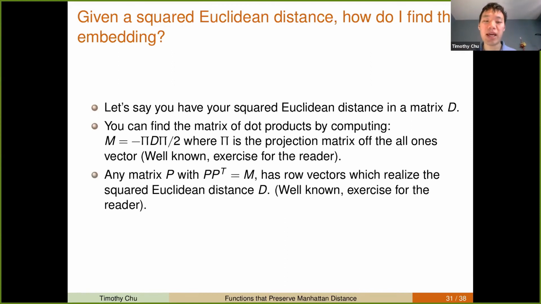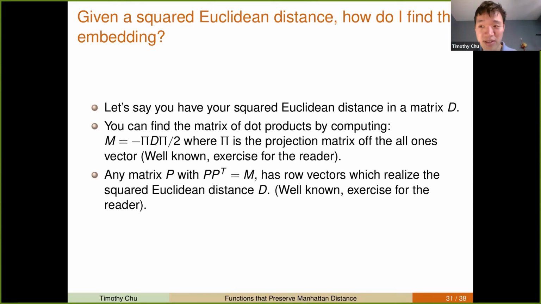Finally, I can show that any matrix P with PP transpose equals M has row vectors which realize that squared Euclidean distance. So basically, if I wanted to figure out a set of points that have the squared Euclidean distance I want, I'll write M equals -pi D pi over 2. I can just compute that using a computer in polynomial time. And then I can eigendecompose M, or do any SVD decomposition, to find some P where PP transpose equals M. In this case, the rows of P will be those points that realize a squared Euclidean distance.